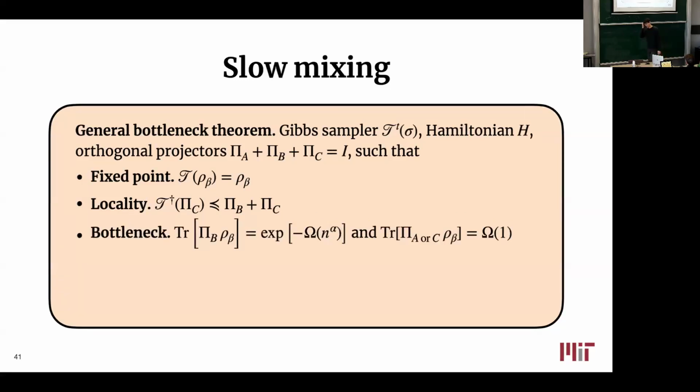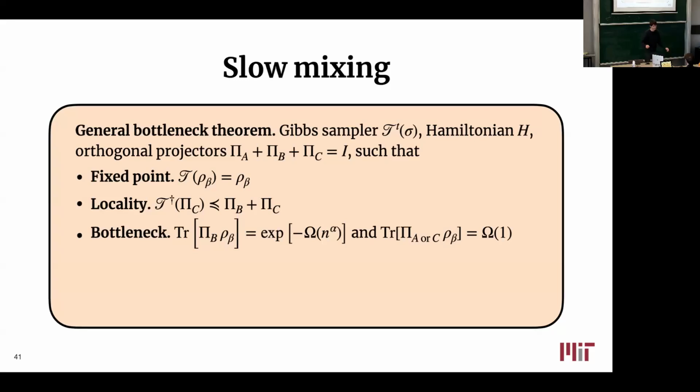And then we're going to need our bottleneck. So the bottleneck is going to say that our region B is super polynomially suppressed. Here alpha is some constant. And that trace pi A rho beta and trace pi C rho beta are both at least constant support. I really should have written pi A rho beta, comma, pi C rho beta, but I wanted to fit in one line, so I did A or C in subscript.